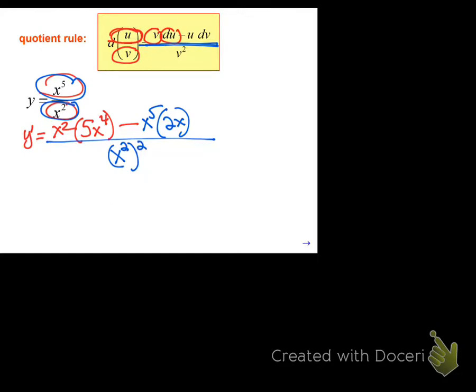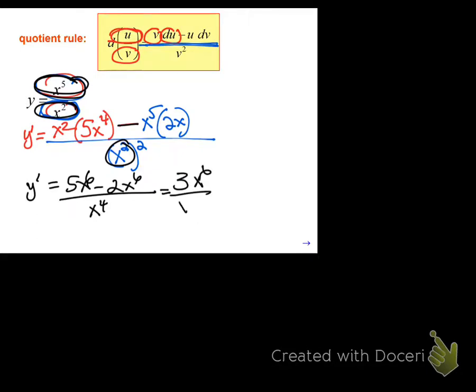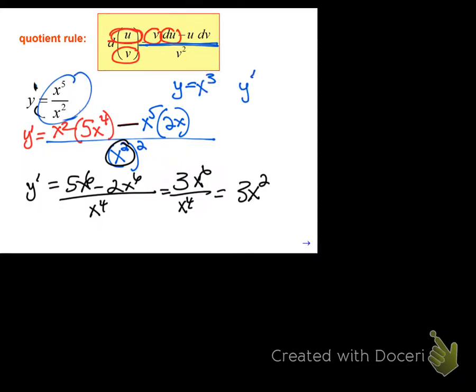Then you just have to simplify that. So it was low, d high, minus high, d low. Draw the line and square below. As I simplify it, I get 5x to the 6th minus 2x to the 6th. On the bottom, x squared times another x squared would be x to the 4th. So going further, this is 3x to the 6th over x to the 4th, which would simplify to 3x squared. Notice if I did this original problem the way it's really meant to be done, if I just simplified the problem to begin with, this is really an x cubed, and then the derivative in one easy step is 3x squared.